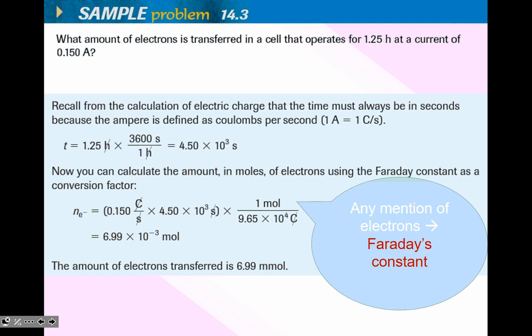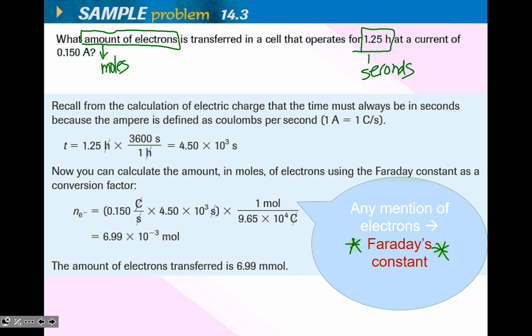So what's another example? What amount of electrons? Now, here we go. Anytime you hear the word electrons, whether you're being asked for electrons or the amount of electrons is given to you, always go to Faraday's constant. You always just write it down because you're going to use it. And when we're talking about amount, we're talking about moles. That is a given. What amount of electrons is transferred in a cell that operates for 1.25 hours? We know we're going to convert that to seconds.